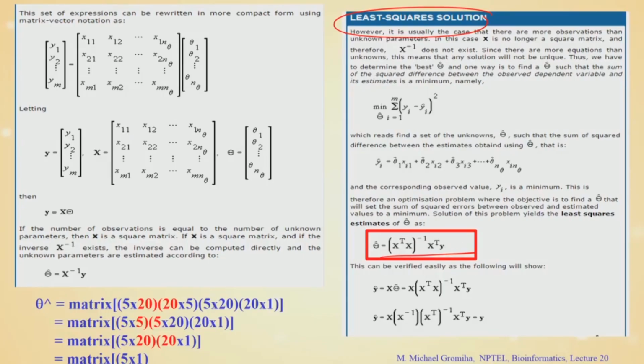If you do this, finally you end up with the matrix 5 into 1. Because this matrix is 5 into 20, and the inverse is 20 into 5, and you can do the transpose, that is again 5 into 20, and this transpose is 20 into 1. When you solve these matrices, finally you get the matrix 5 into 1. So, here you can get the delta sigma I parameters.